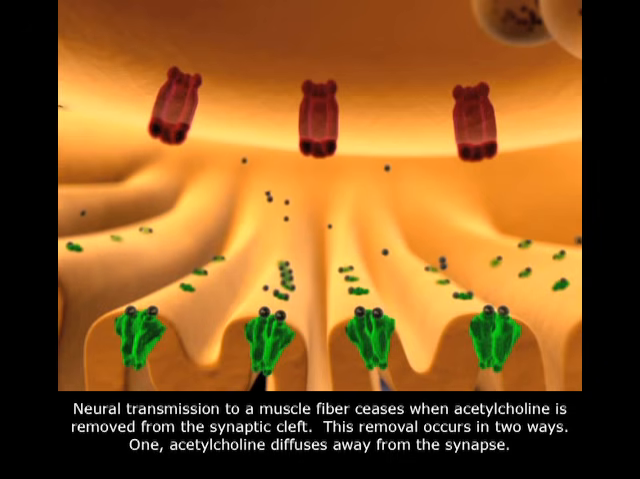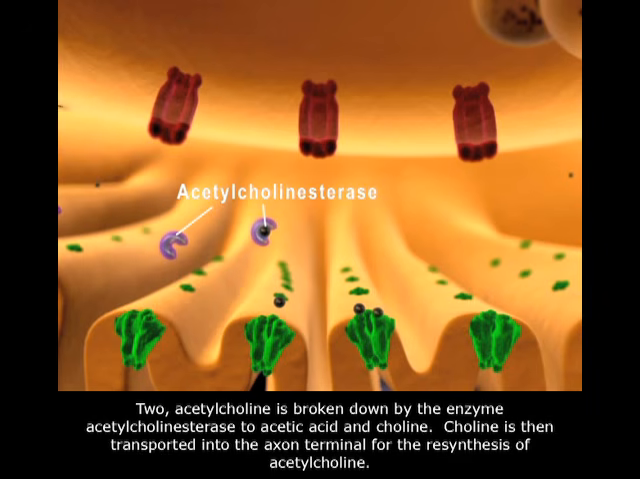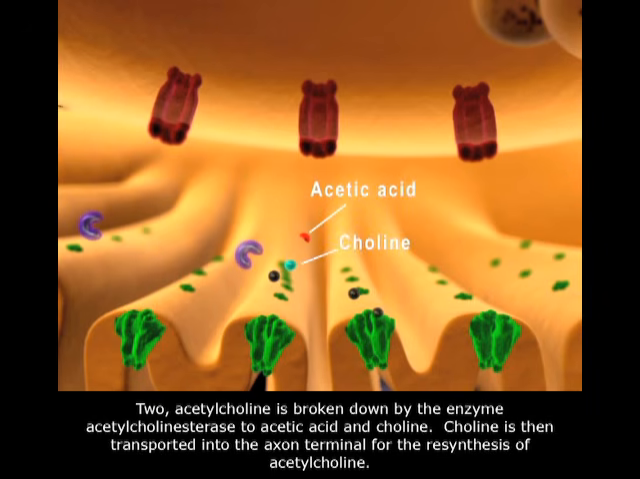1. Acetylcholine diffuses away from the synapse. 2. Acetylcholine is broken down by the enzyme acetylcholinesterase to acetic acid and choline. Choline is then transported into the axon terminal for the resynthesis of acetylcholine.